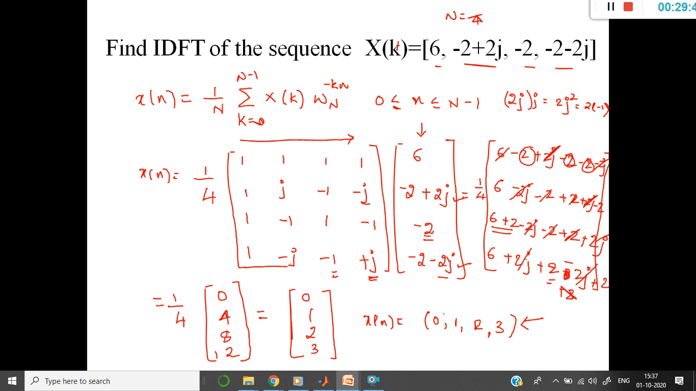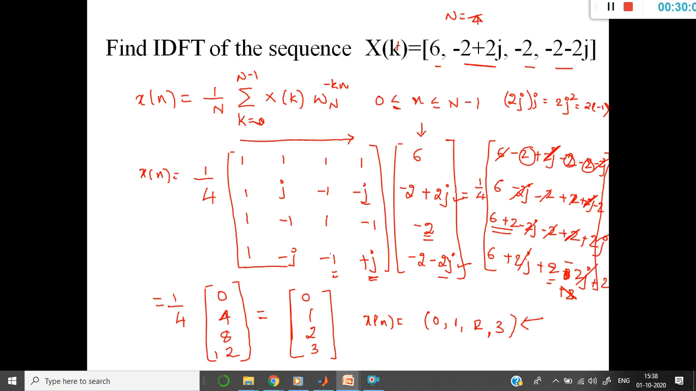So that time we got the x of k value as 6, minus 2 plus 2j, minus 2, minus 2 minus 2j. If you observe carefully, this problem was solved, and that time we got x of k. The same x of k I have chosen in order to obtain the x of n sequence here. Is that clear, guys? Or any doubts?